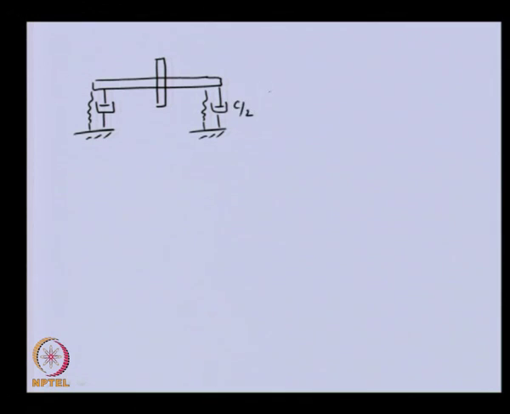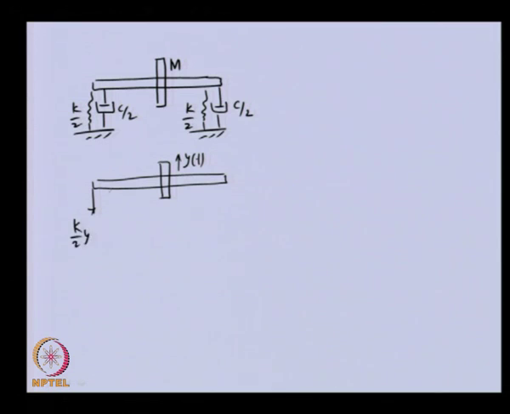Let us say the damping is viscous damping and the coefficient is C, stiffness is k by 2, here C by 2, k by 2, this is M. So, in this particular case, you can see from the free body diagram of the rotor system, if we have displacement in this direction, we will be having k by 2 y and c by 2 y dot, because viscous damping gives us a force which is proportional to the velocity.